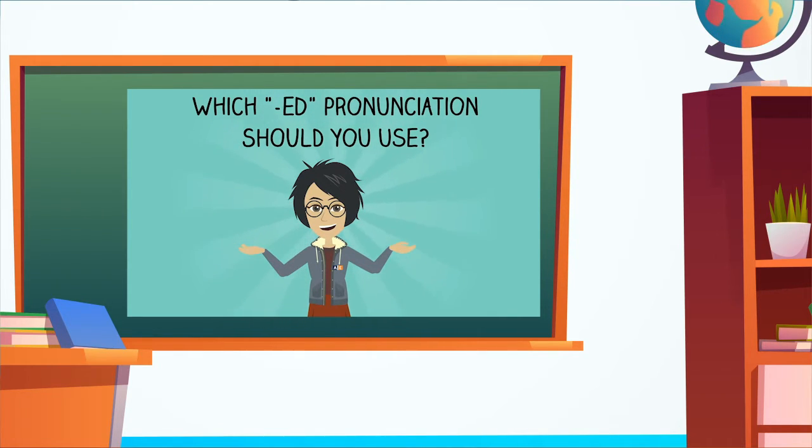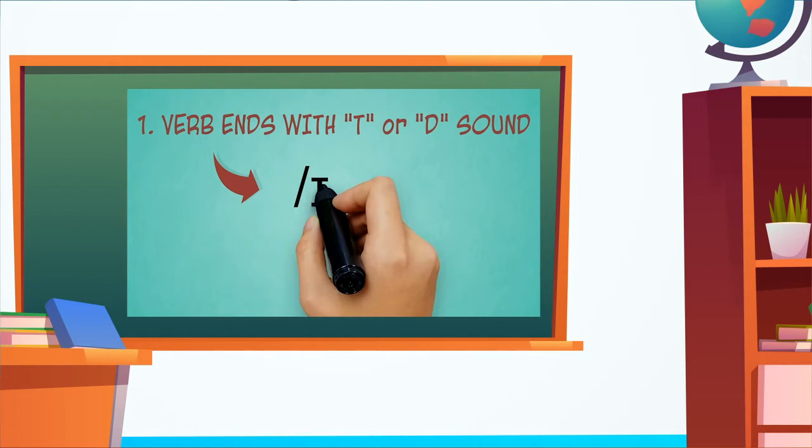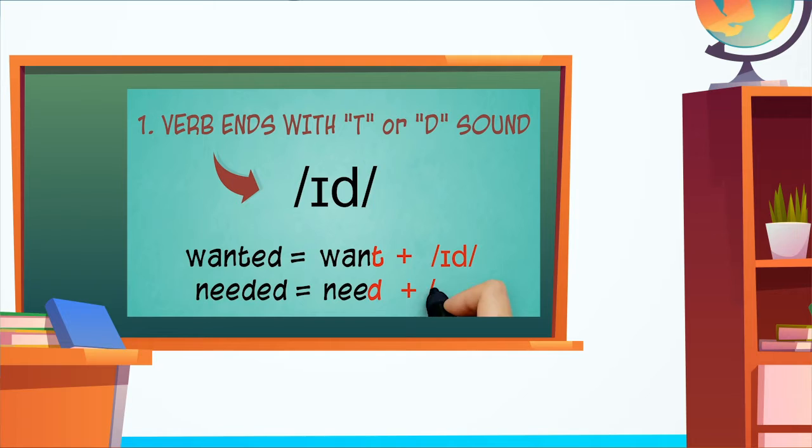So how do you know which ed pronunciation to use? There are 3 rules to remember. First, if the verb ends in a t or d sound, use the id ending. For example, the past tense of verbs want and need becomes wanted or needed.